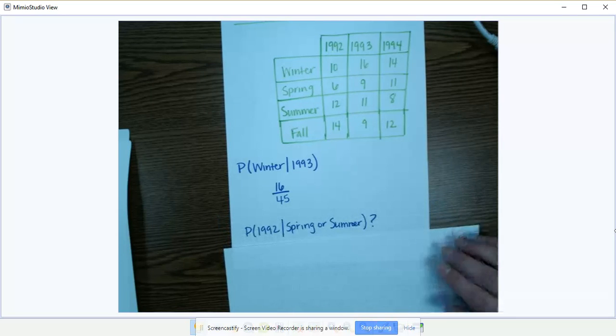Okay, we can also reverse this. I want you guys to find what's the probability of my birthday being in 1992, given that it's spring or summer. So think about what's going to give you your numerator, what's going to give you your denominator.